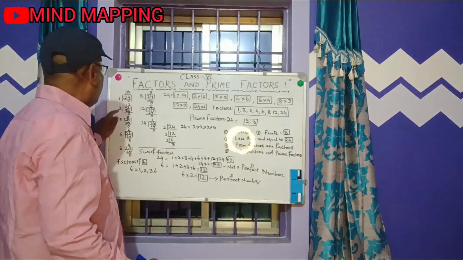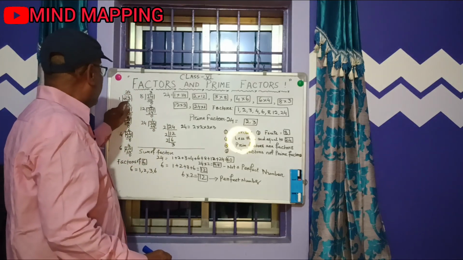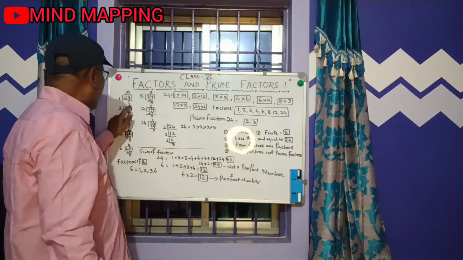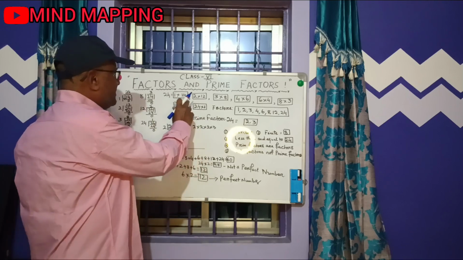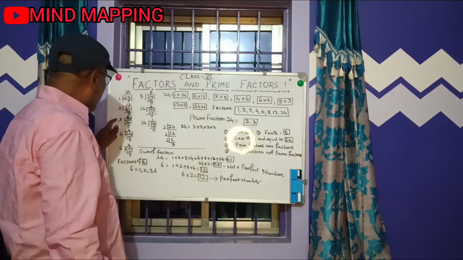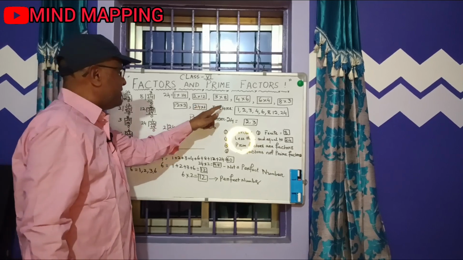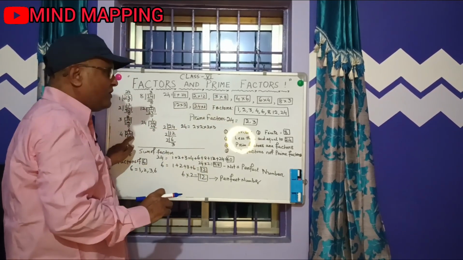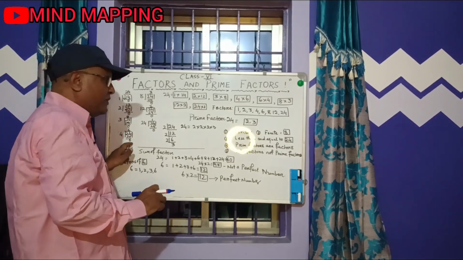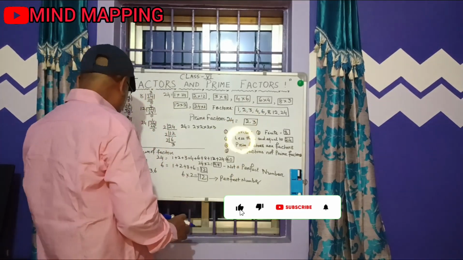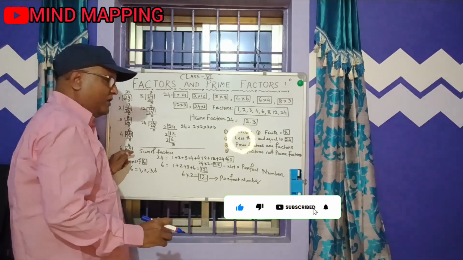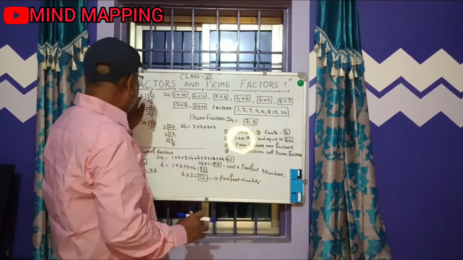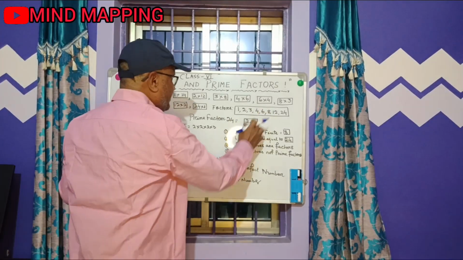Here 1 divides 24, remainder 0. So 1 is a factor of 24. Similarly 2 divides 24, so 2 is a factor. 2 into 12. 3 also divides 24, so 3 is a factor of 24. 4 divides 24, the quotient is 6, remainder 0. So 4 is a factor. 6 also divides 24, quotient 4, remainder 0. So 6 is a factor. Similarly 8 divides 24, so 8 is a factor.